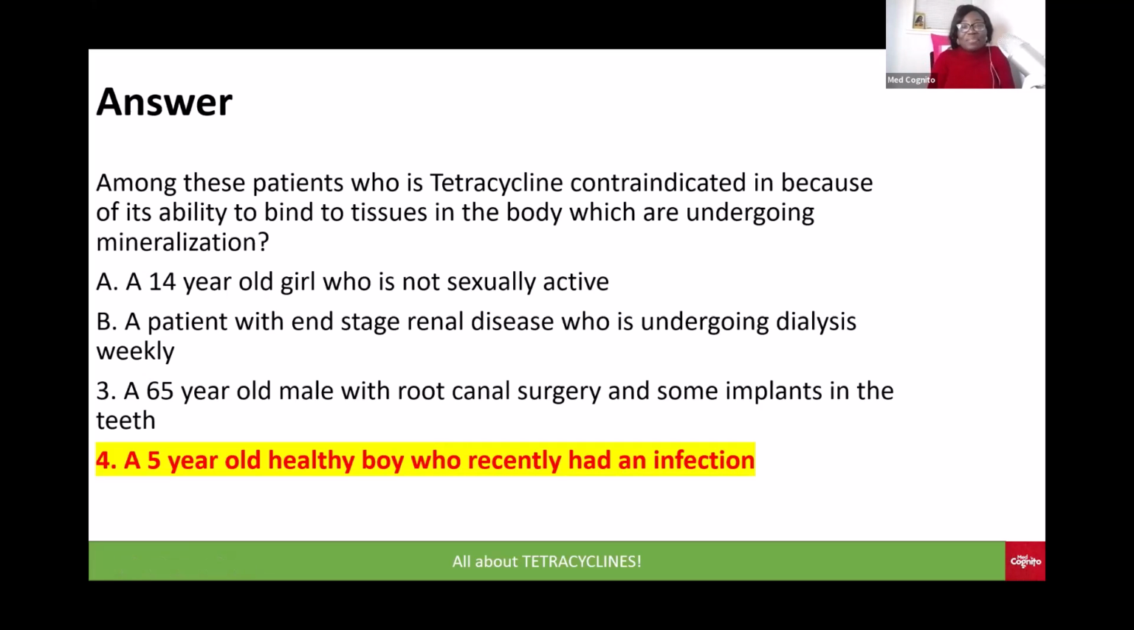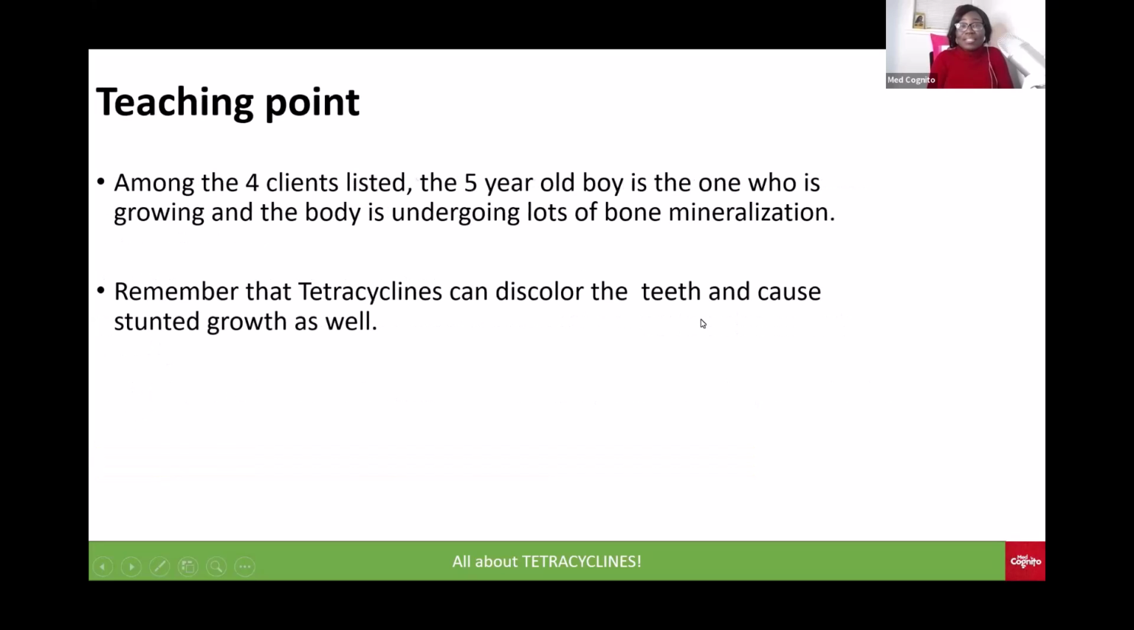A 5-year-old healthy boy who recently had an infection. We do not give it in children under 8 years because it's going to affect their bone growth and bone mineralization. So that is the teaching point here. Among the 4 clients that were listed, the 5-year-old boy is the one who is growing and the body is undergoing a lot of bone mineralization. And remember, we also said that it can cause permanent tooth discoloration. So we are not going to give it to that 5-year-old boy. It can also cause stunted growth.